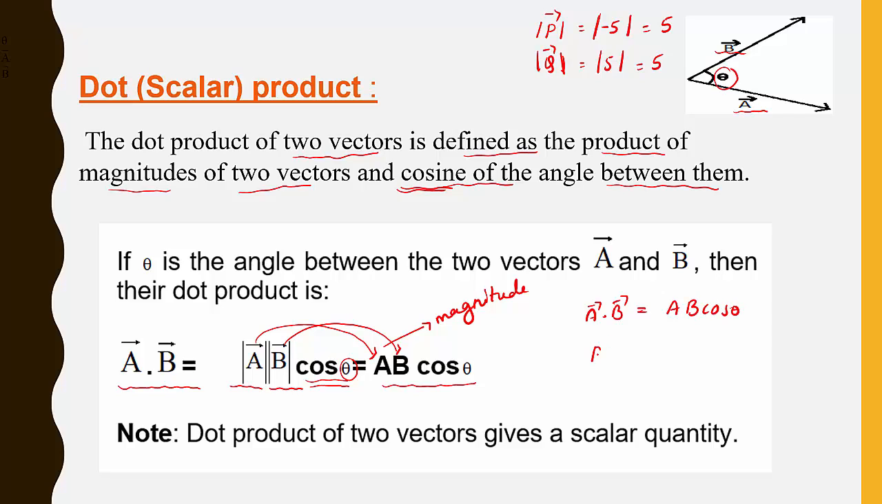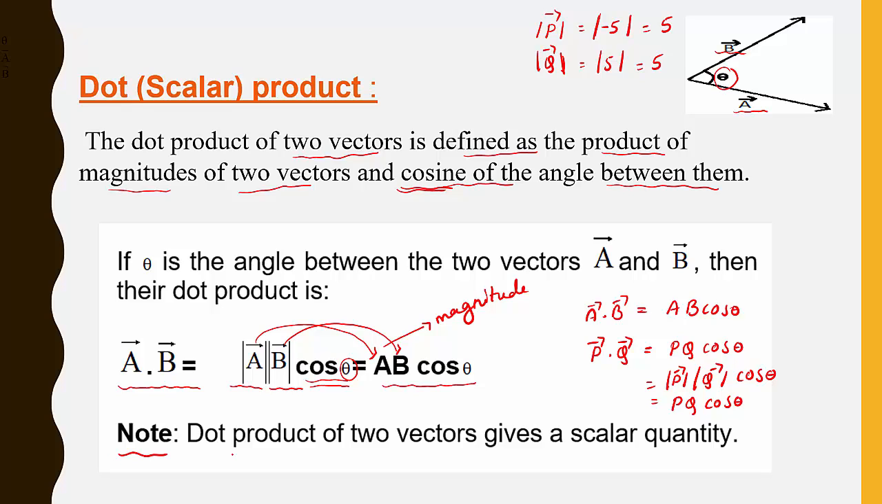If I am going to consider vector P dot vector Q, how to write the equation? P into Q into cos theta. Or you can write mod of vector P into mod of vector Q into cos theta. Again the result is the same. Mod of vector P is P, mod of vector Q is Q into cos theta. Right? Theta is the angle between the two vectors, vector A and vector B.